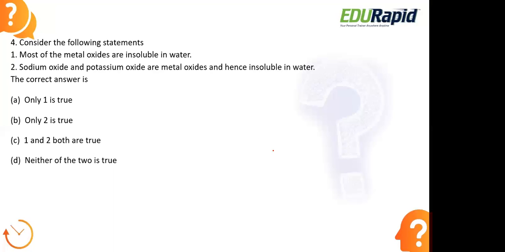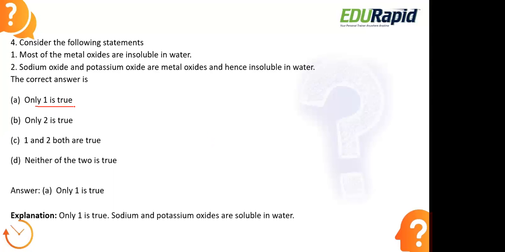Okay, now let us look at the answer here. The right answer is option A. Only 1 is true. Okay, so let us look at the statement. Most of the metal oxides are insoluble in water, right? Since these metal oxides are basic in nature, let us take copper as an example. Copper is a metal. If it is reacting with oxygen present in the atmosphere, it is going to form cupric oxide, right? So copper will form cupric oxide when it is reacting with atmospheric oxygen.